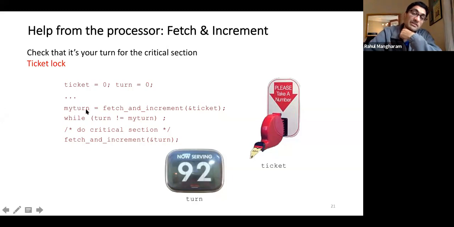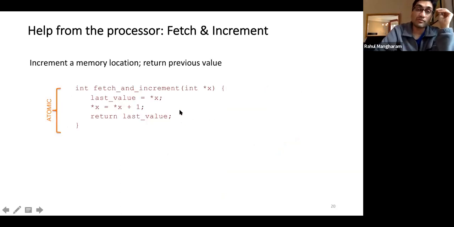So I basically call fetch and increment, and I say, here's the ticket, the value is 92 right now, and what's my turn? So now the current value being served is 92. Then my turn will be after that, right? But you're thinking, wait a minute, other people could have called fetch and increment and they're also waiting for that, right? So let's look at what fetch and increment is doing.